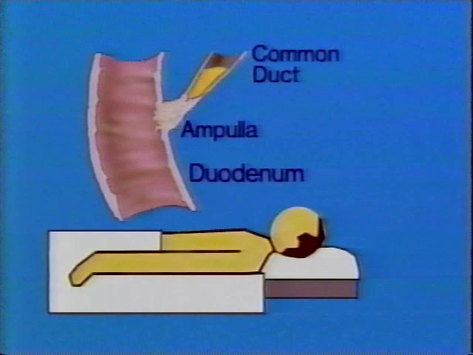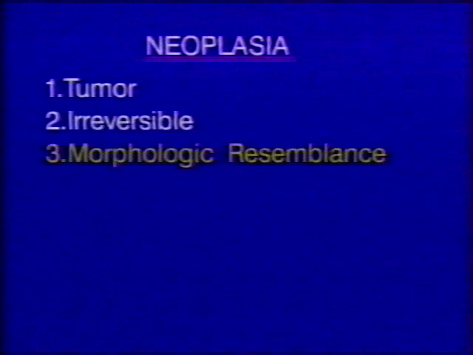A neoplasm, 1 centimeter in diameter, arising in and obstructing the ampulla of Vater, for example, can cause biliary obstruction, jaundice, and a variety of other symptoms. Second, neoplasia is generally considered to be an irreversible process. Third, neoplastic tissue tends to morphologically resemble its tissue of origin.